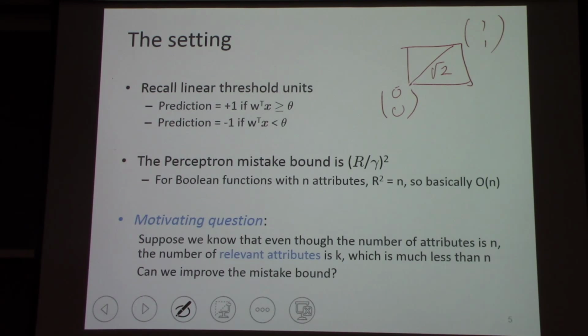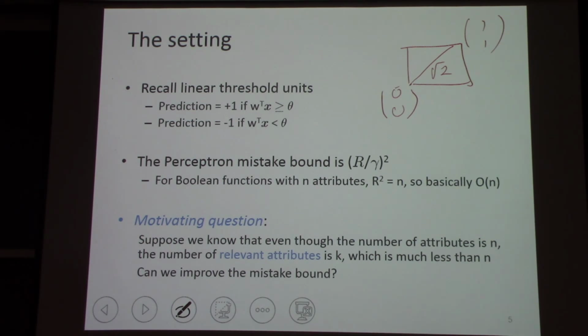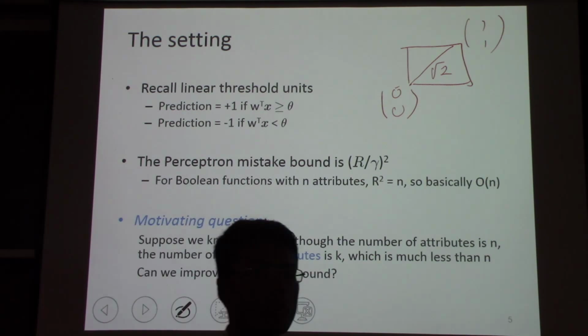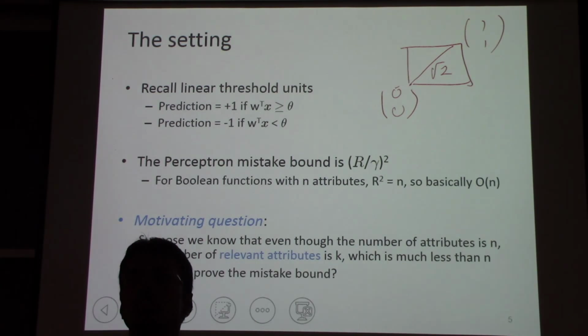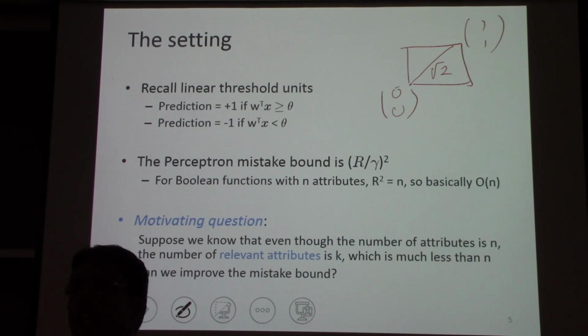What that means is for Boolean functions, the Perceptron algorithm will make roughly O of n mistakes, n over gamma squared mistakes. It can't make more than that. But here's a question that led to the discovery of the Winnow algorithm. Suppose you know that even though you have n features, only k of them are relevant.